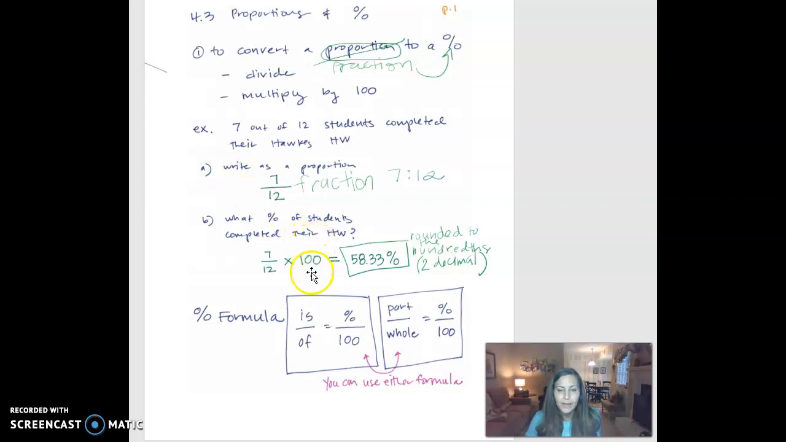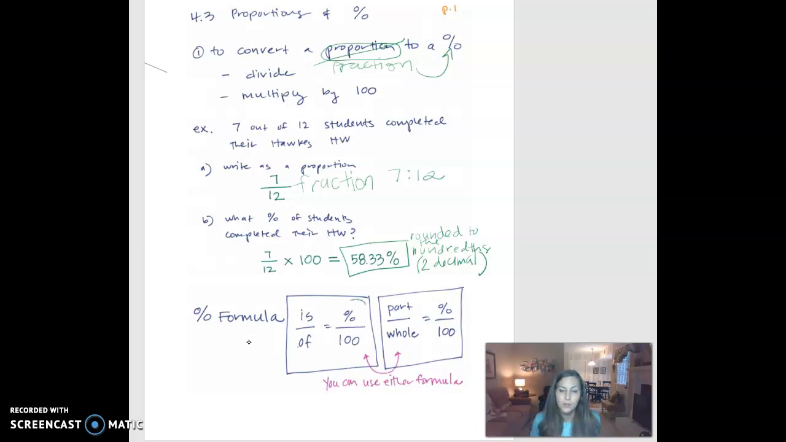Okay, there are 2 percent formulas that we're going to work with in this class. You can kind of pick which one works best for you. The first one is is over of equals percent over 100. That one's really common. You may have learned that in middle school. This one is something that I learned just a few years ago, and I really like it, particularly for word problems. It's part over whole equals percent over 100.